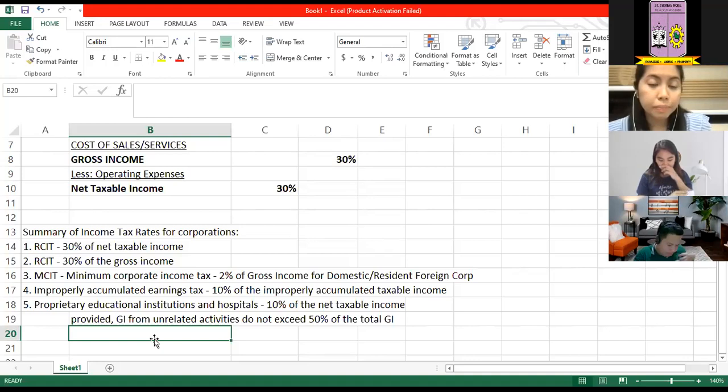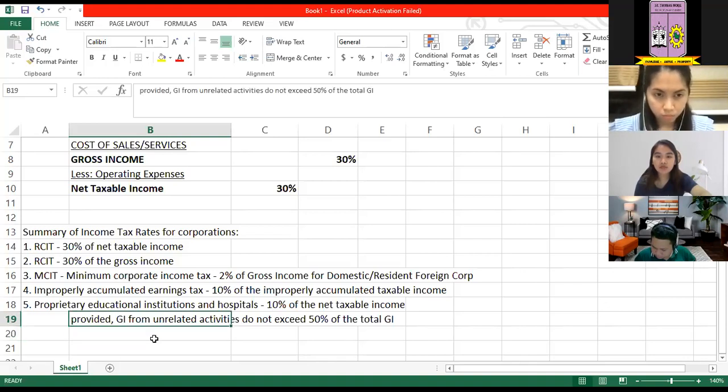So kapag nag-exceed yung gross income mo from unrelated activities ng 50%, okay? Yung regular corporate income tax na 30% will be applicable kasi nag-exceed na siya ng 50% of the total gross income. Pero kung yung gross income mo from unrelated activities, hindi yan nag-exceed ng 50% ng total gross income, then you can avail of the preferential tax rate of 10%.